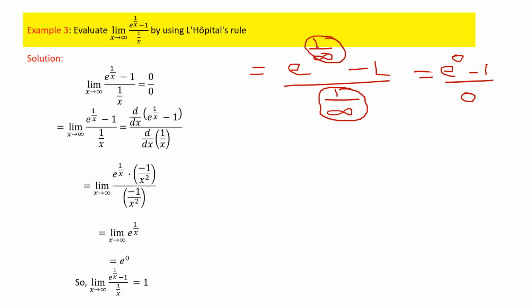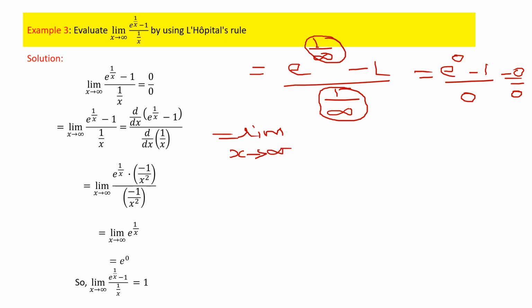E power 0 is 1. So 1 minus 1, the numerator will become 0. We have already 0 in the denominator. So I have ended up with an indeterminate form. So how to solve the problem? By using L'Hopital's rule.